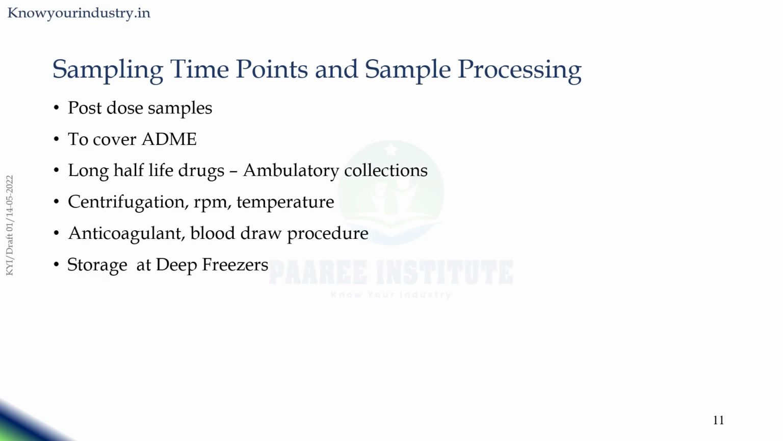We have sufficiently explained the selection of sampling time points. Now we will see how we process the samples. Once you have collected samples at particular time points, you have to process them through centrifugation at a particular temperature to separate the plasma or the serum. Then you have to store the samples in the deep freezer at a particular temperature. This sample processing procedure has to be defined.